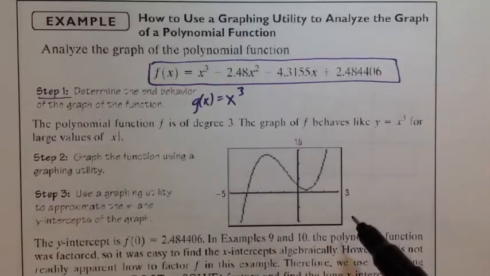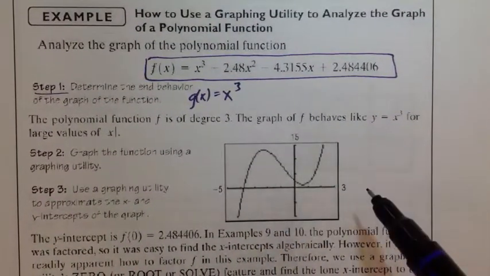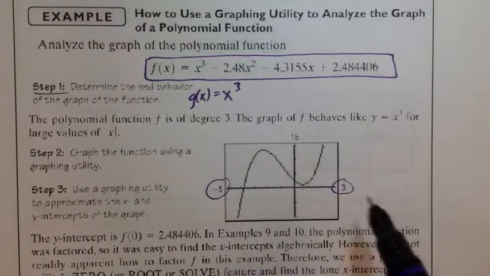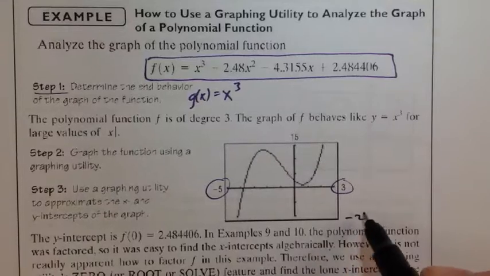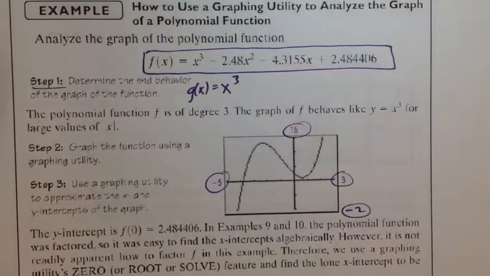So we can see what we have here. If you were to graph this on your calculator, you can see that the x min and the x max are -5 and 3. We have a y min of -2 and a y max of 15, which would give you the perspective that you see here.